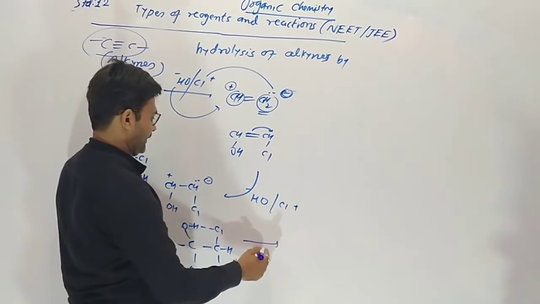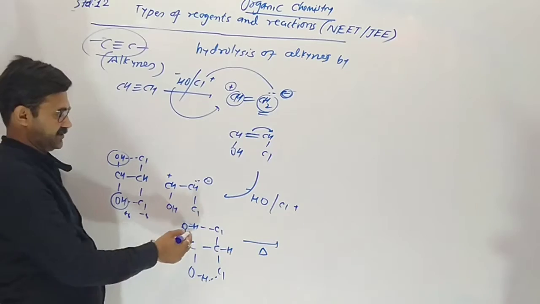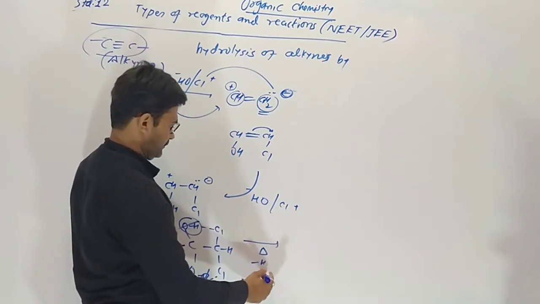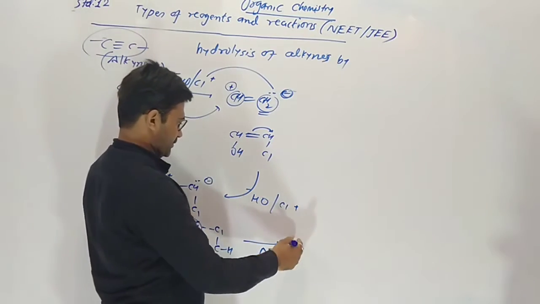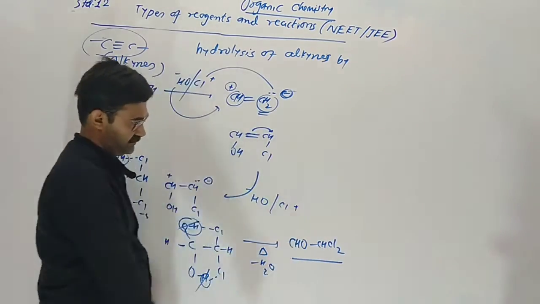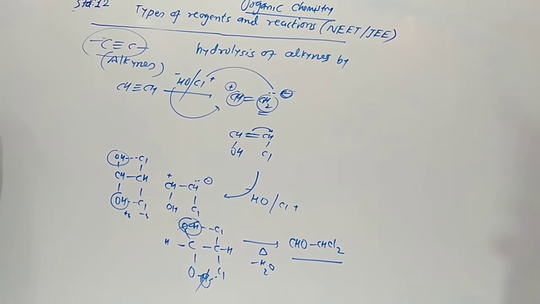But when we apply heat, we are giving high temperature. OH and H are removed as H2O and CHO occurs here. Then CHCl2, dichloroethanol, occurs due to polar attraction. On high temperature, removal of water gives a product.